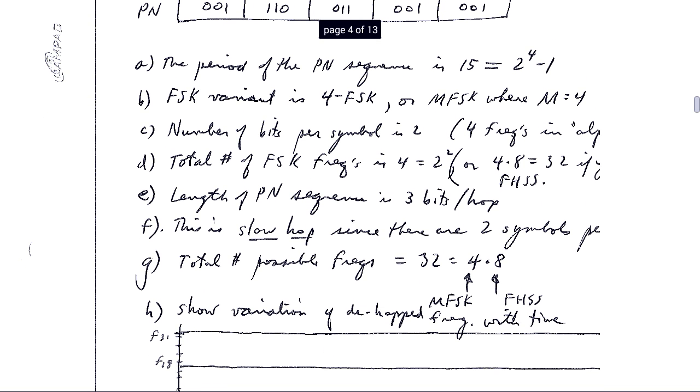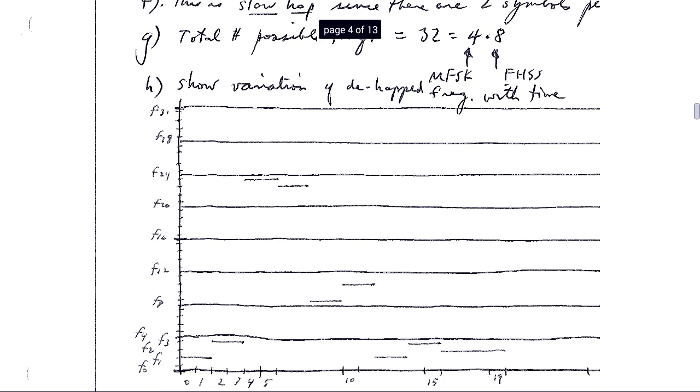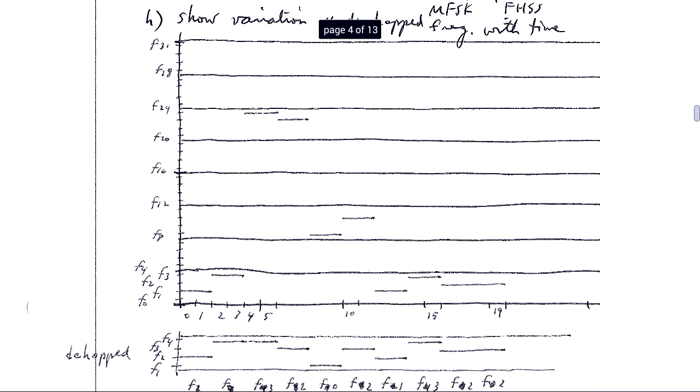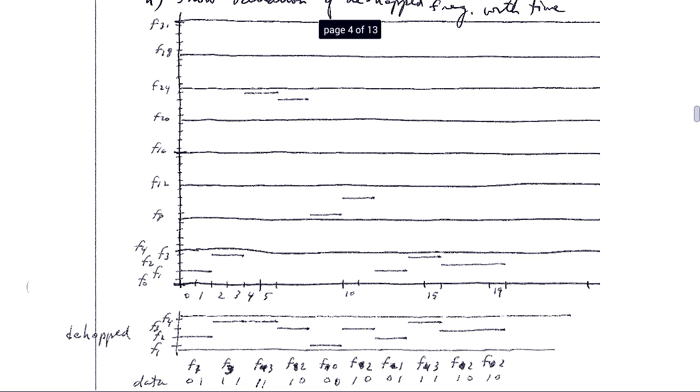Part H, show the variation of the de-hopped frequency with time. Okay, so here I have a plot that shows all 32 frequencies. And it shows the actual hops as given in the table. And you can see that we have FSK symbols within each of 8 bands. And so we have 2 FSK symbols within the first band, and then 2 within the 1, 2, 3, 4, 5, the 6th band, then 2 FSK symbols here, then 2 here, and 2 in the same one again.